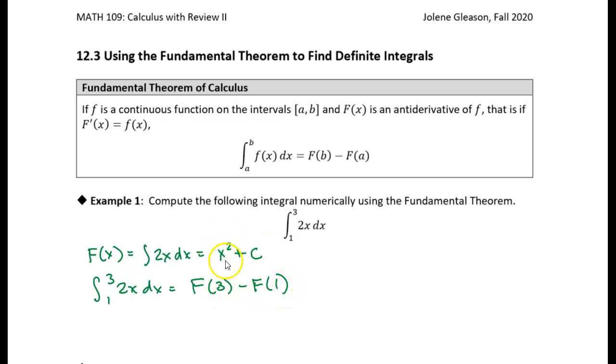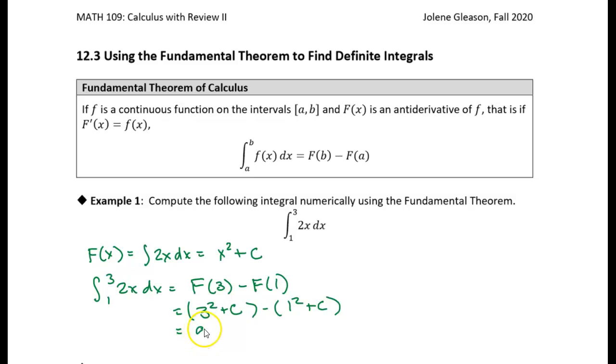All right, so we know the antiderivative is x squared plus c. So let's put in the values 3 and 1. If capital F is x squared plus c, then F of 3 is 3 squared plus c, and then we're going to subtract 1 squared plus c. All right, let's figure out what that is.